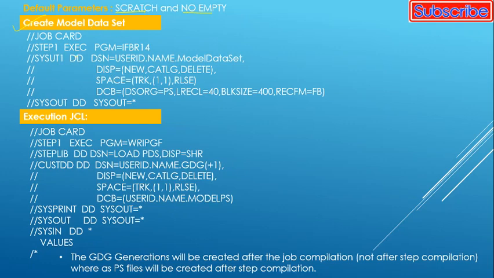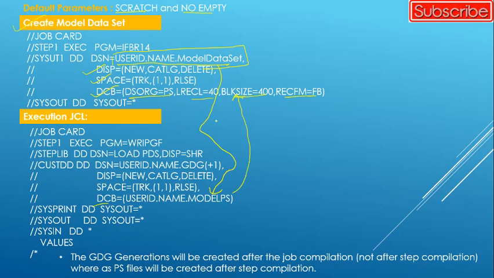And create model data set. In this we are going to create a model data set. This is the model data set, and we have defined the space and DCB parameters, and this is DSORG PS, LRECL 40, block size 400, record format FB. So we are going to use this model data set in our generation's DCB parameter, so that its features will look like this model data set.